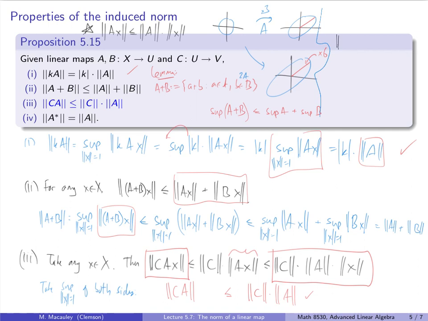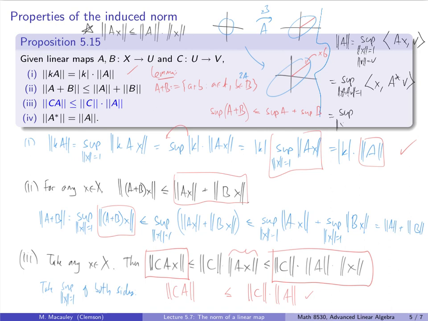So the norm of A is the supremum over all unit vectors x and unit vectors v of the inner product of Ax and v. I'm actually going to write this with the norm of x equals the norm of v equals 1. We can move the A to the right-hand side and write this as the inner product of x and A star v.